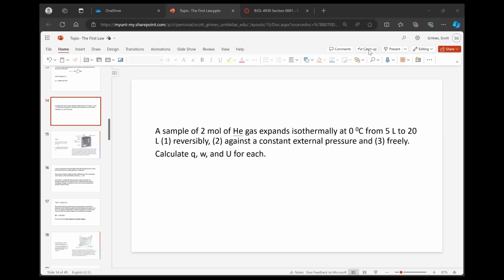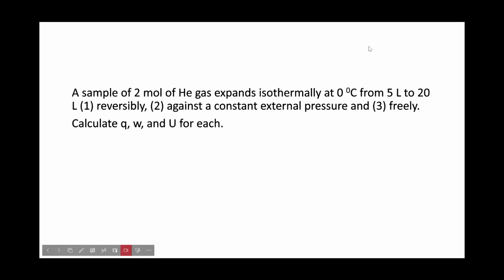All right, welcome back to topic 2B. Real fast, let's go back to our question that we left off a little bit. We calculated W, but we didn't calculate Q and U.